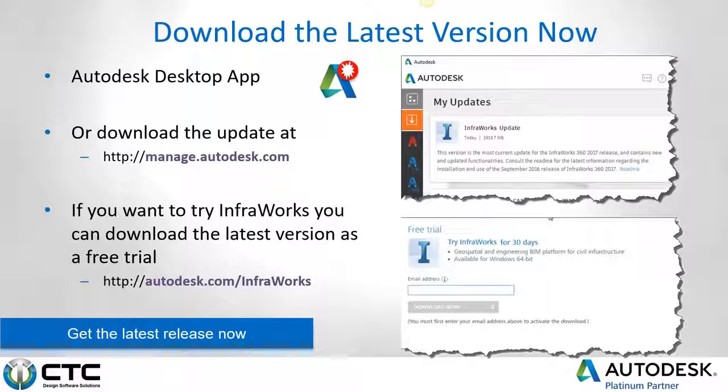So with that, if you want to download the latest and greatest, go to your desktop app, go to your accounts.autodesk page, and it should tell you, hey, there's updates.